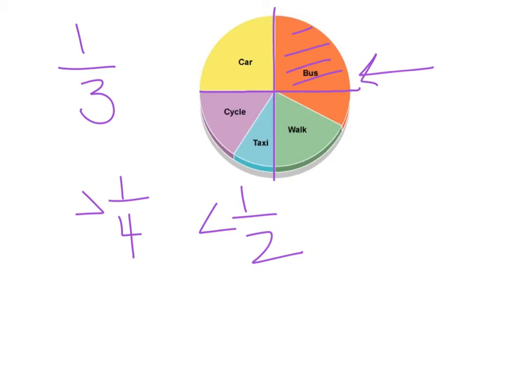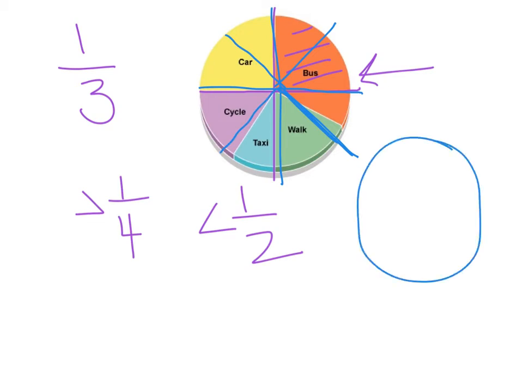Another thing that I could do, thinking back to the last example, is draw on my shape some different lines that would help me get a better estimation of how much is shaded in. So I notice if I cut it into fourths, it looks like about half of this part is orange. So if I cut every fourth into halves, I would have 8 pieces.